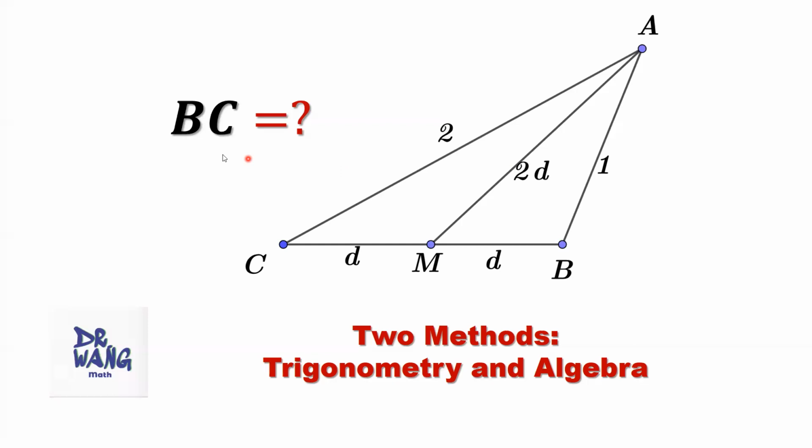What is the value of BC from here to here? BC equals D plus D equals 2D. The question actually is to find the value of D. In this video, we are going to discuss two methods to solve this question: trigonometry and algebra.